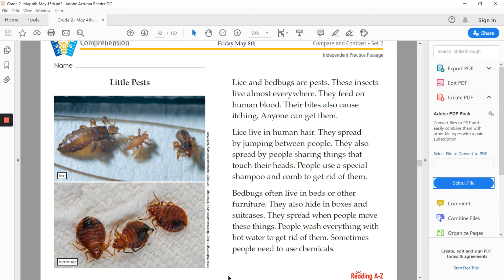Bed bugs often live in beds or other furniture. They also hide in boxes and suitcases. They spread when people move these things. People wash everything with hot water to get rid of them. Sometimes people need to use chemicals.